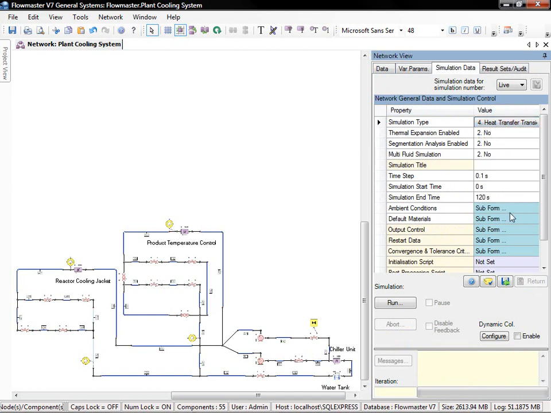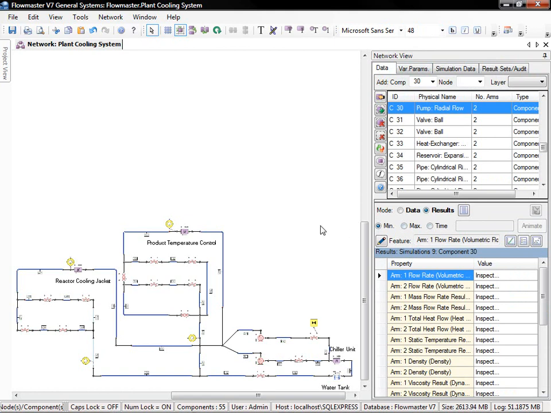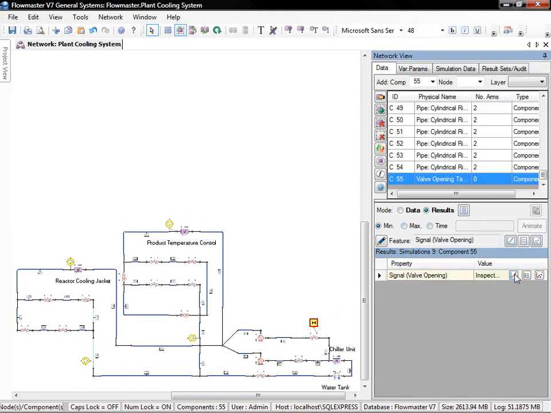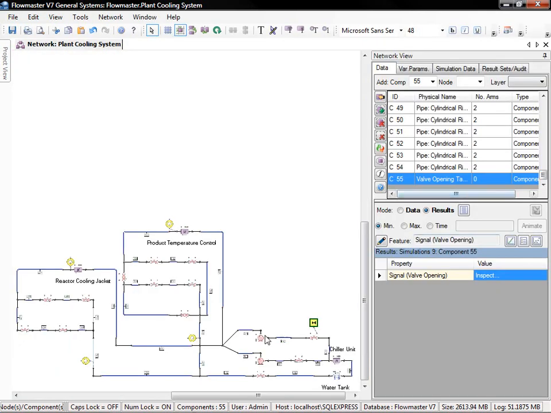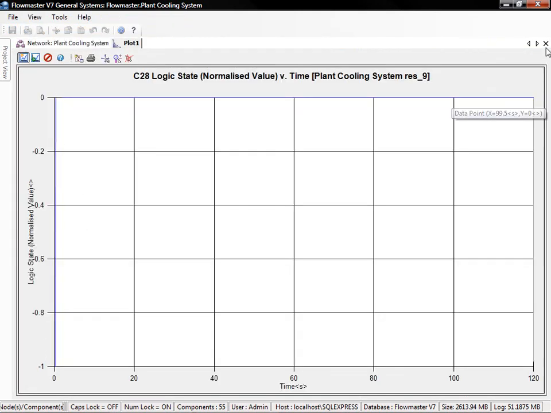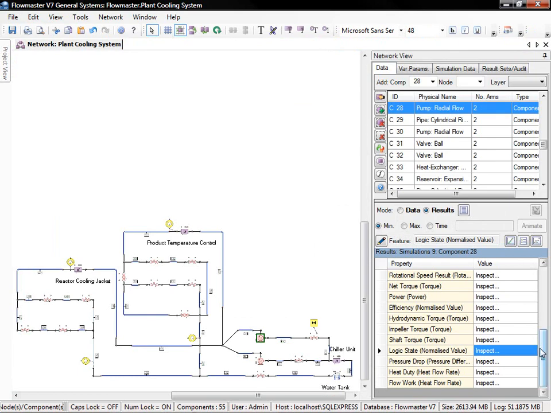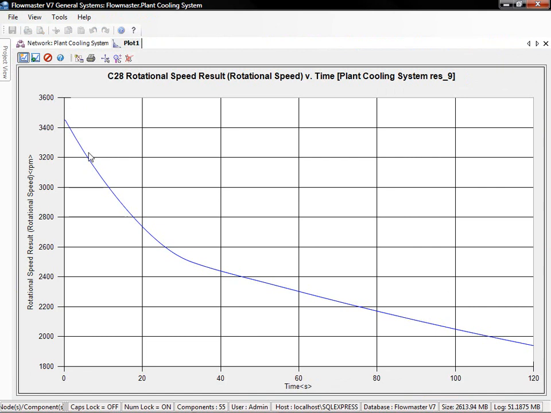So with this we can then also look at a transient analysis, so we can see how the dynamic behavior of the system will change. One of the strengths that you can utilize Flowmaster V7 for is the prediction of pressure surge and of cavitation in the system. So we can look at an emergency example where we may have a pump malfunction or trip, as well as trying to close off certain parts of the system.